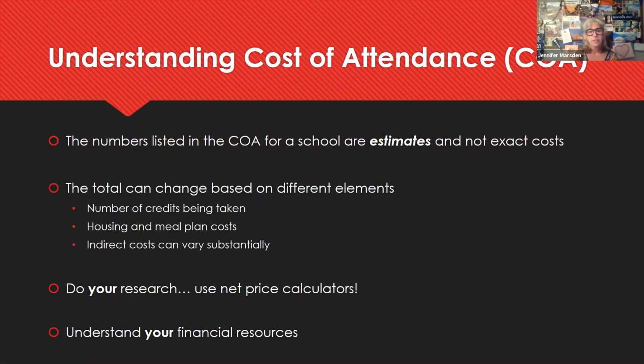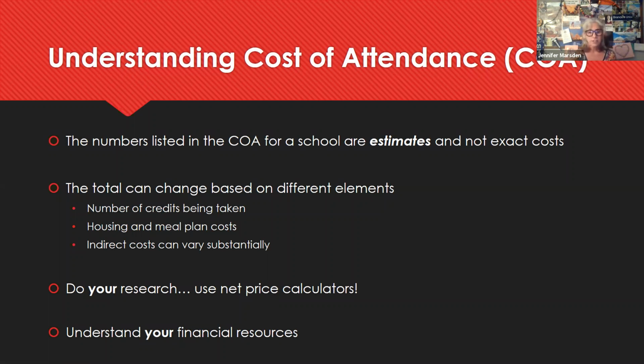So I talked a little bit about this on the last slide, that these are estimates, and of course they can change based on the number of credits you take and housing and meal plan choices you make. And again, like I said, do your research. So this is my plug for net price calculators. If you don't know them already, every college by law, this was done during the Obama administration, every college needs to have somewhere on its website what's called a net price calculator. The easiest way to find them is just to Google the name of the school net price calculator, and you'll usually find a link that will take you there.